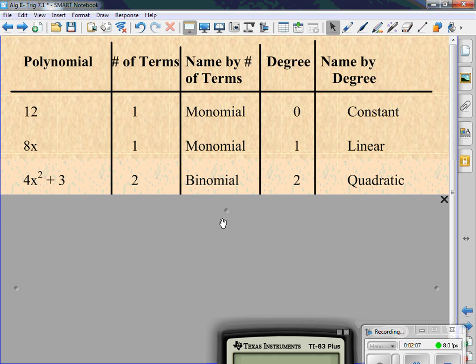Now I have 4x squared plus 3. There are two terms. They're separated by the plus. There's two terms, so it's called a binomial. The highest degree, I have an x squared. When it's squared, you have a quadratic. We've dealt already with quadratic formula and stuff. That's why it's called quadratic.